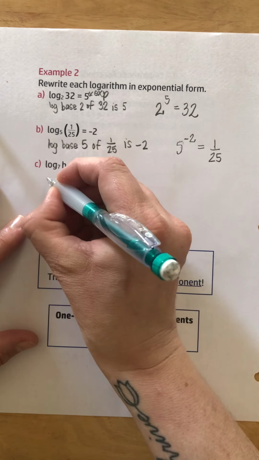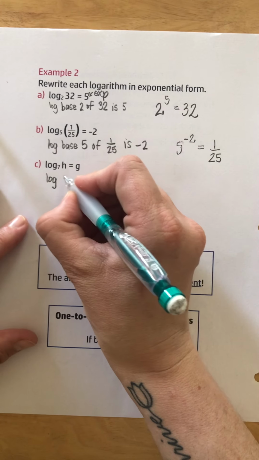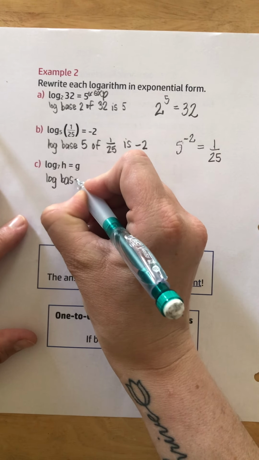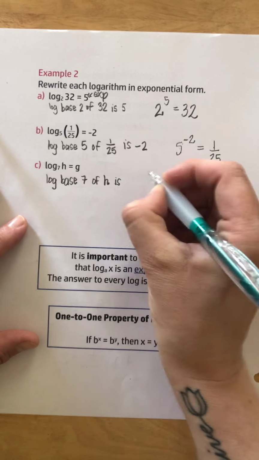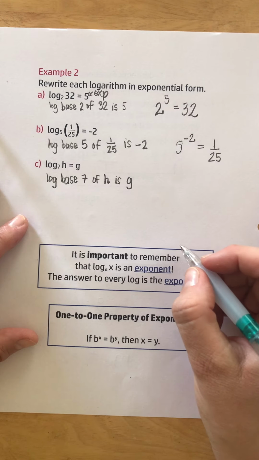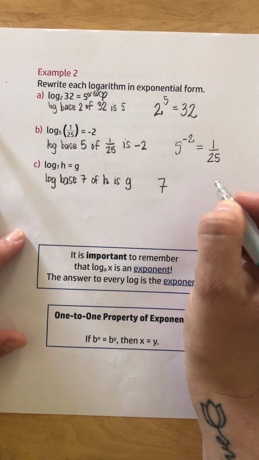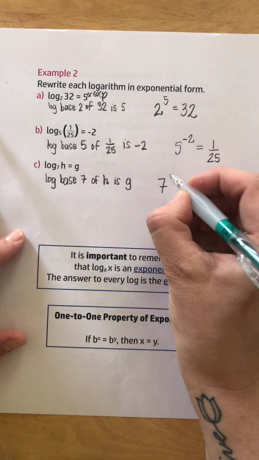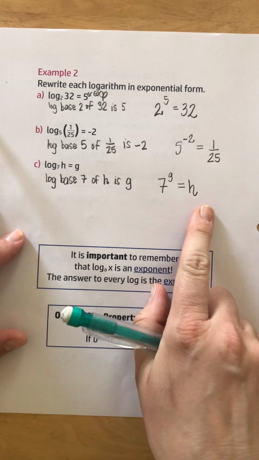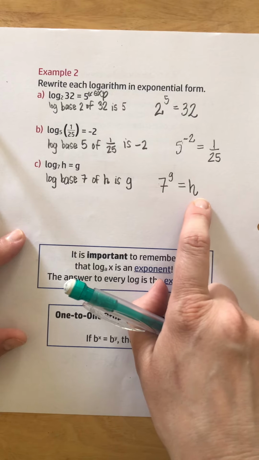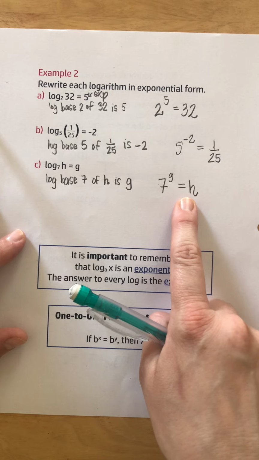All right, that's the last one. Again, I'm going to write this as I say it, but you don't have to unless you want to. So this would be log base 7 of h is g. All right, what's the base? 7. What is the exponent? Remember what it's equal to. So g, and then we're going to set this equal to h. Now this is one that you can't check because these aren't numbers. So you have to hope that you know correctly how to change it from logarithmic form to exponential form.